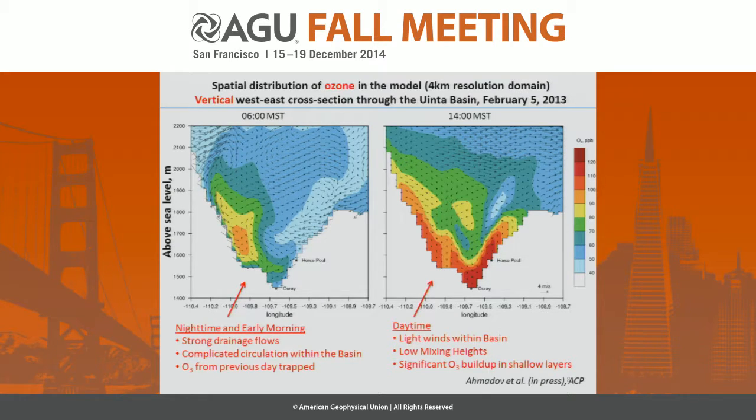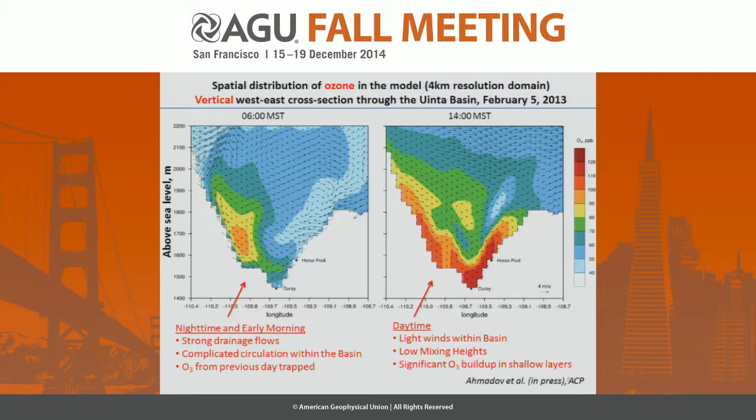Here I show a vertical cross-section in the west-east direction along the Uri and Horspool surface sites. What you see here is the depth of the basin and its horizontal distance in longitude, wind vectors, and ozone mixing ratios. So this is early morning, 5th of February, one of the high ozone days, and this is afternoon. As you see in early morning, we have high ozone above ground, which is the ozone residual layer from previous days.